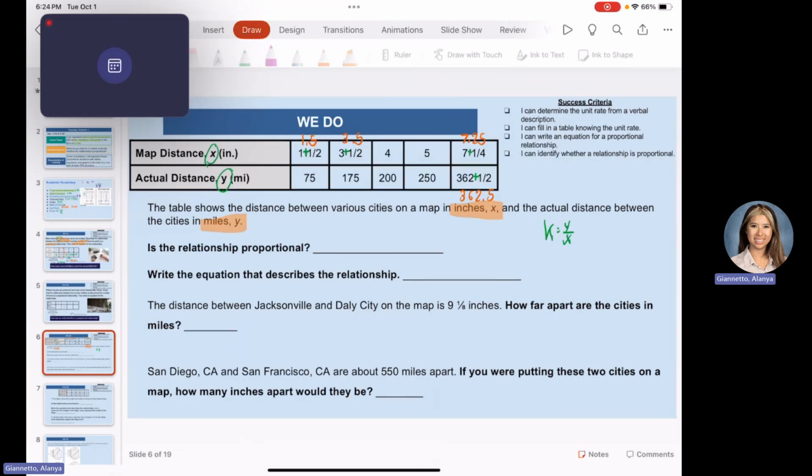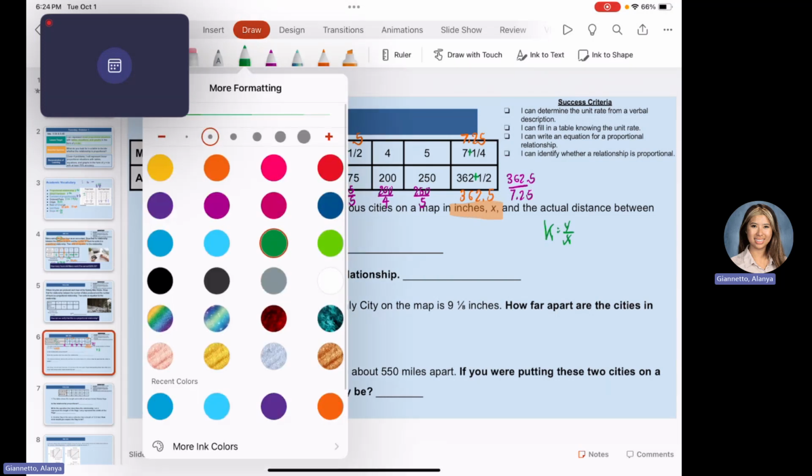So we have our y, 75, so we have 75 over our x, which is 1.5. Then for the second ordered pair, we have 175 is our y, 3.5 is our x. For this third one, it's 200 is our y, 4 is our x. Then we have 250 is our y, 5 is our x. And lastly, we have 362.5 is our y, 7.25 is our x. And so of course, we're going to divide.